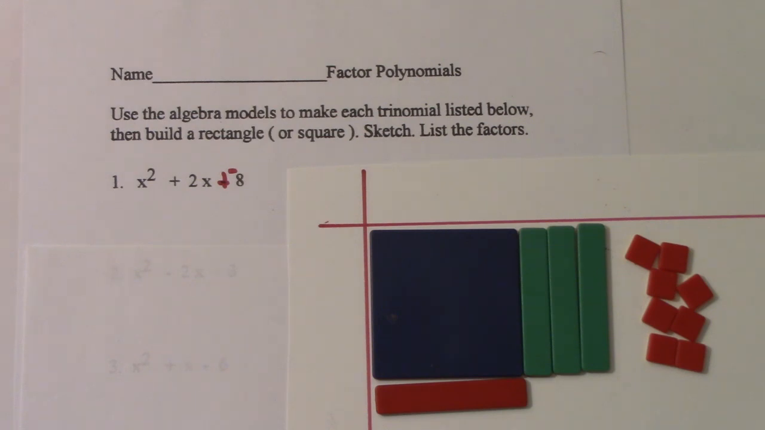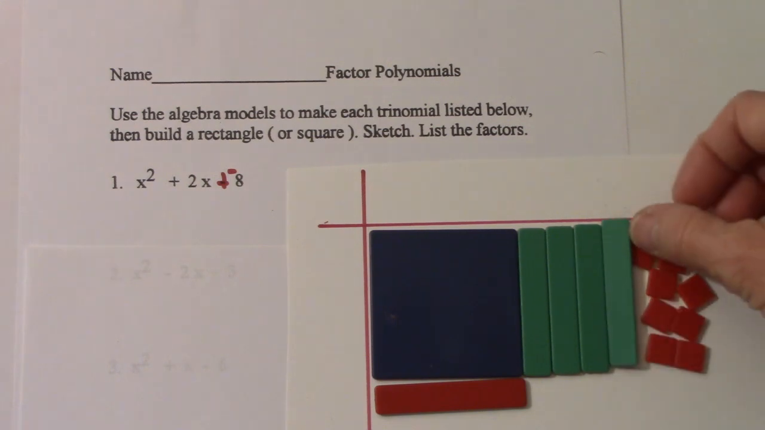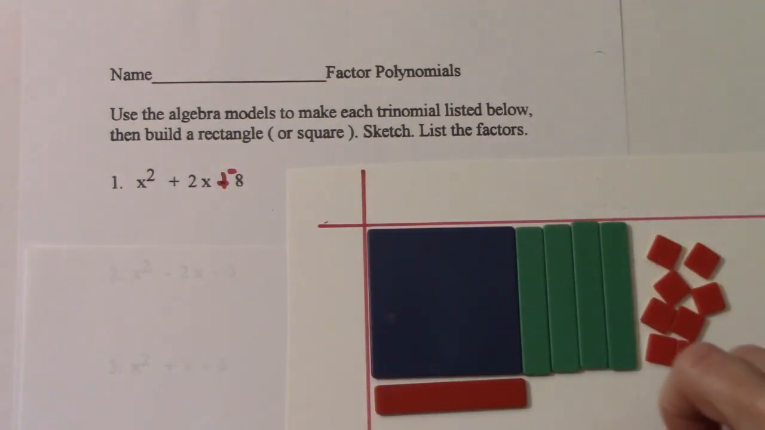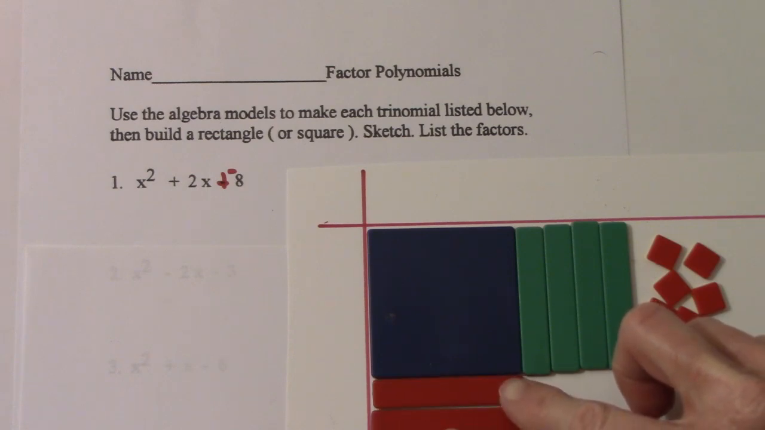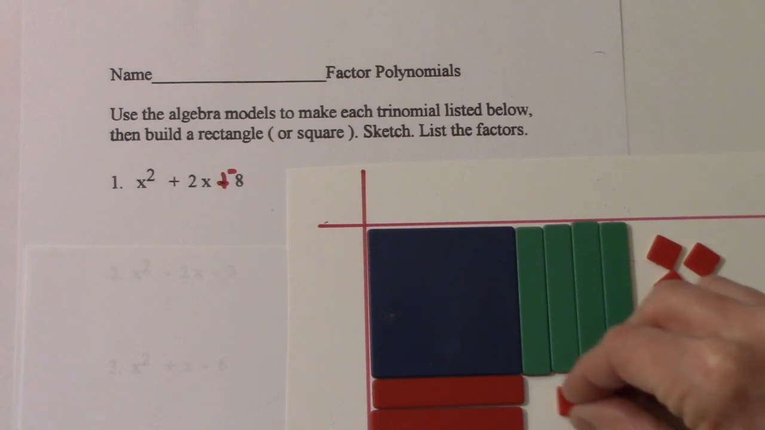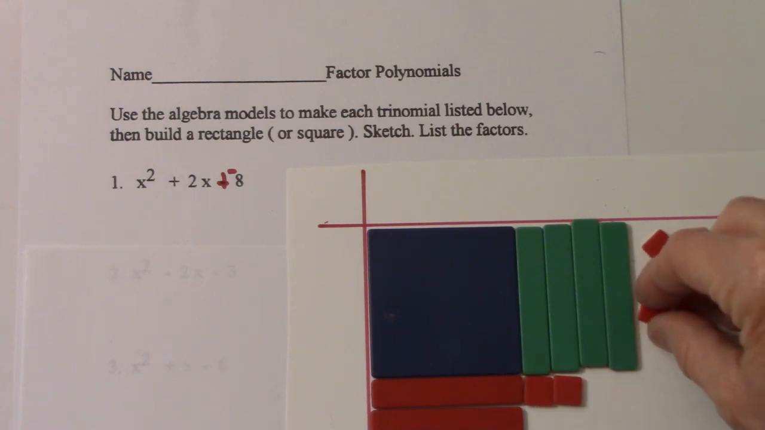Okay, so if we put in one zero pair, we see we only have space for 3. So I'm going to put in another zero pair. Now notice how I placed the zero pair. I put the positive with the positive, and then I put the negative with the negative. So I've introduced 2 zero pairs, and when I do that, now I have space to fill in my negative 8.